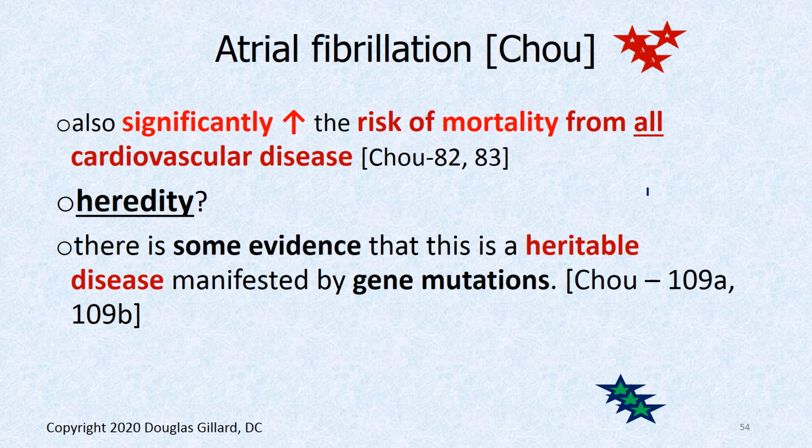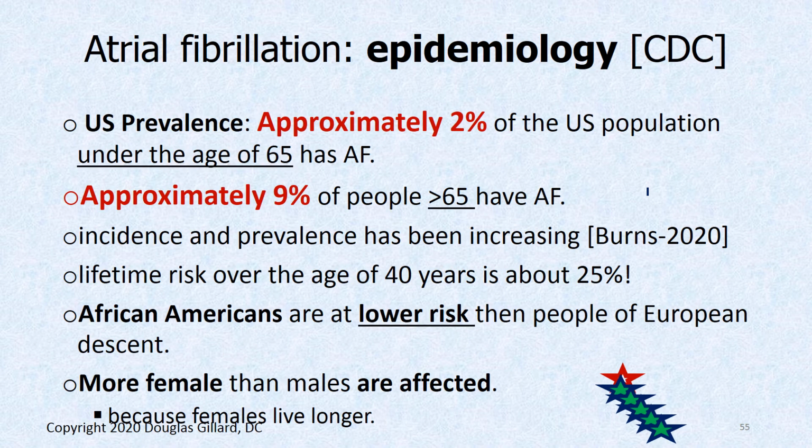Significantly increases the risk of mortality from all types of cardiovascular diseases. There is some hereditariness to this. I'm not going to get into all the genes, but if mom and dad have had this, your chances are higher that you could get it. Now look at some of these numbers.